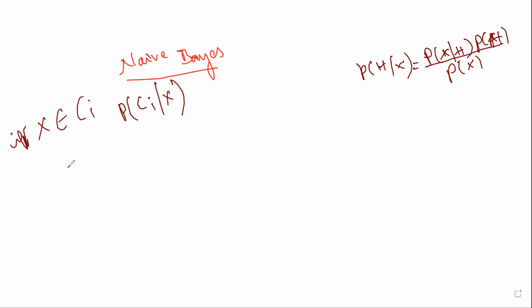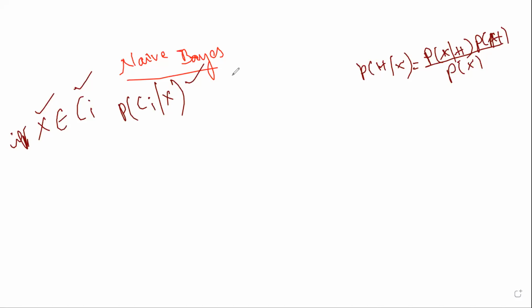Just focus on this. Here we are having a tuple X, and we are assuming that one of the many classes is Ci. When can I say that the tuple X belongs to the class Ci? When the posterior probability of the class given the tuple is very high compared to the remaining ones. The remaining in the sense what? Compared to the posterior probabilities of the other classes.